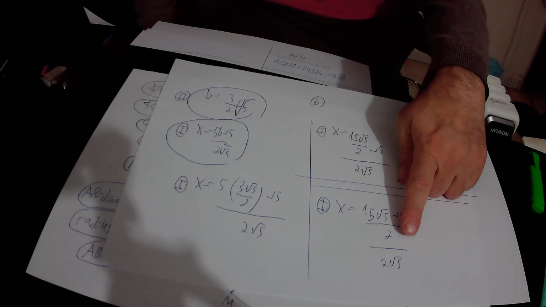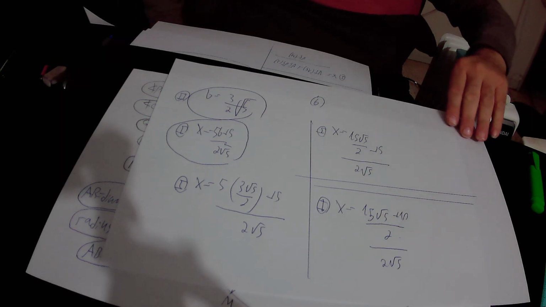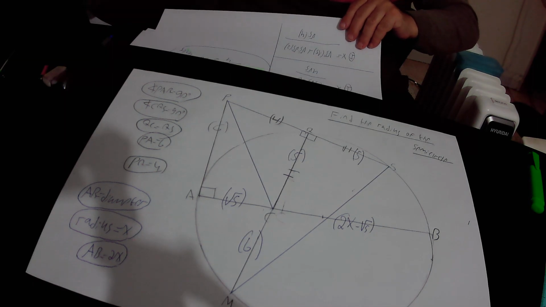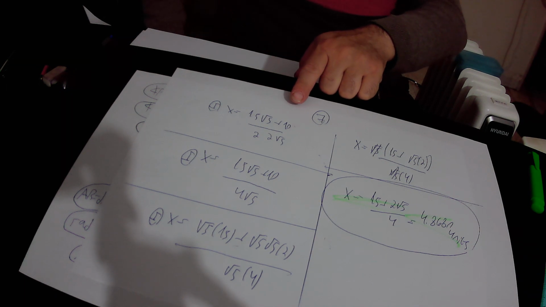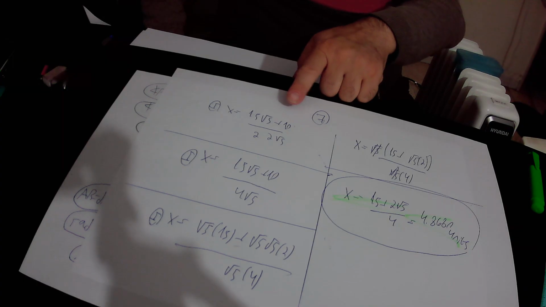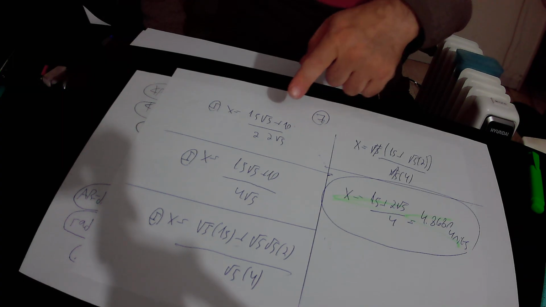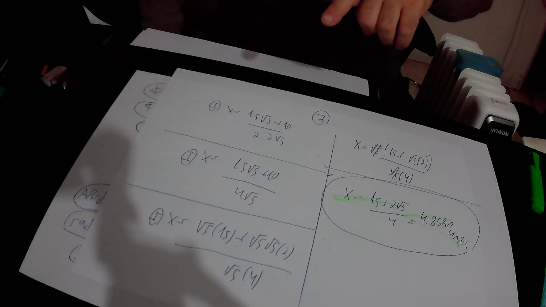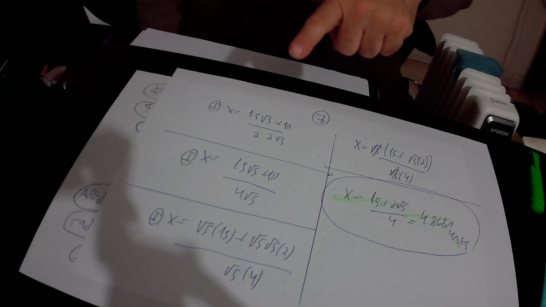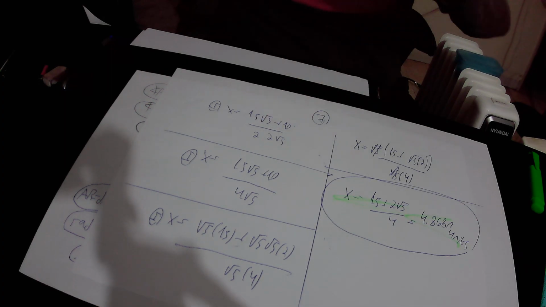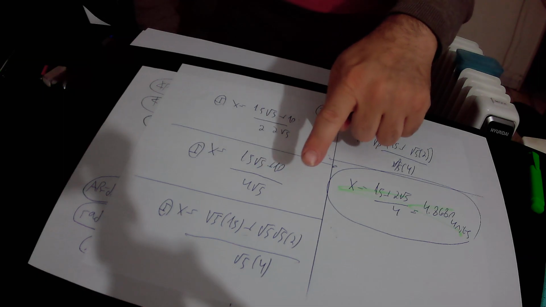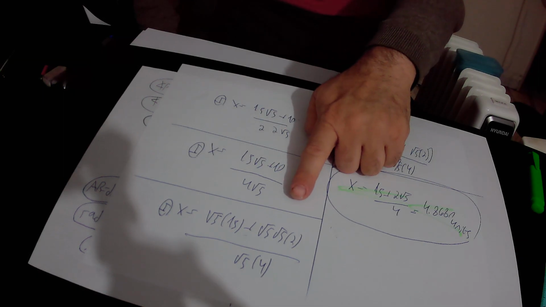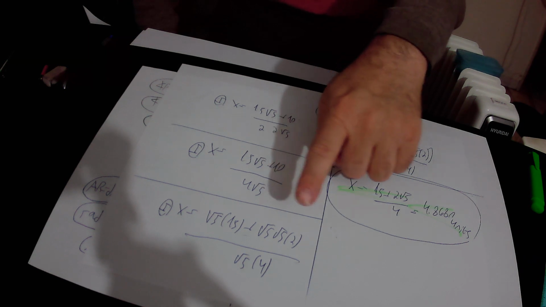Here we moved 2 times square root of 5 to the denominator, and finally found that according to equation number 1, x equals 15 times square root of 5 plus 10 over 2 times 2 times square root of 5. 2 times 2 is 4, so in total in the denominator we have 4 times square root of 5. So x equals 15 times square root of 5 plus 10 over 4 times square root of 5. Then we substitute 10 by square root of 5 times square root of 5 times 2, and find that x equals square root of 5 times 15 plus square root of 5 times square root of 5 times 2, over square root of 5 times 4.